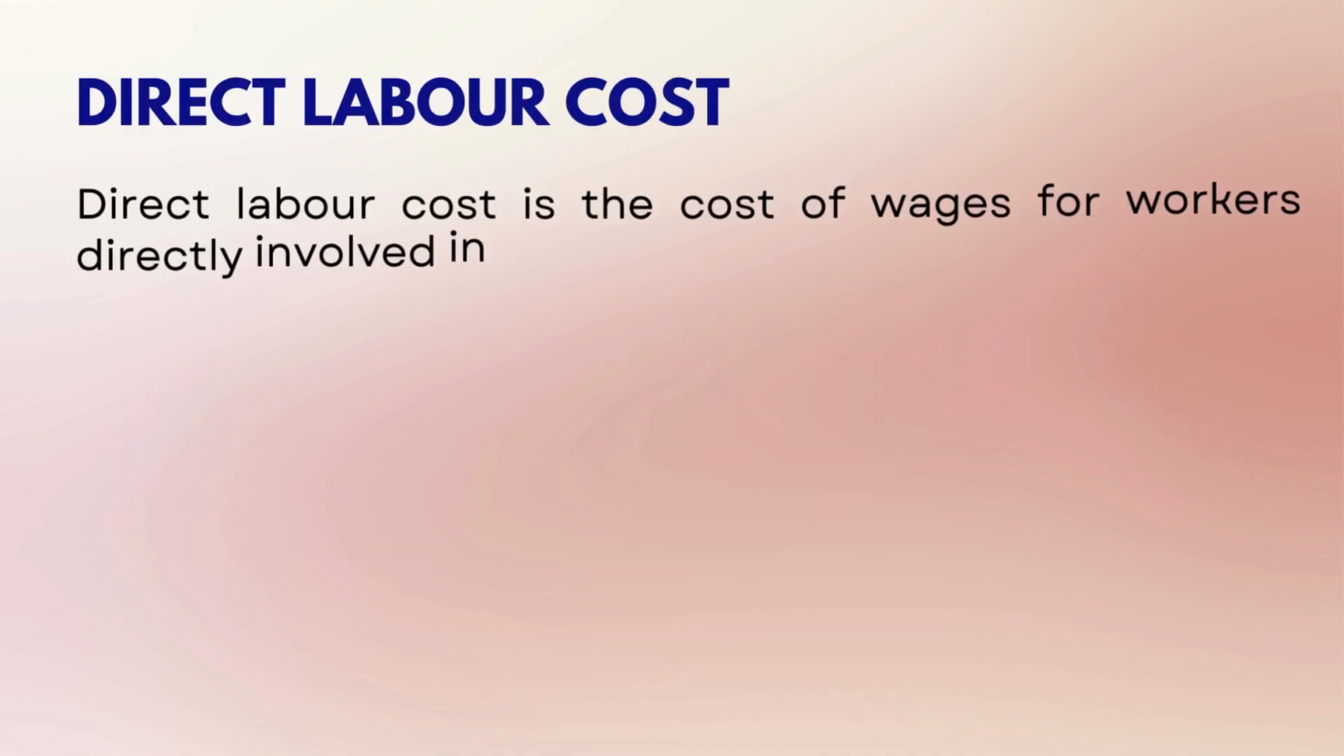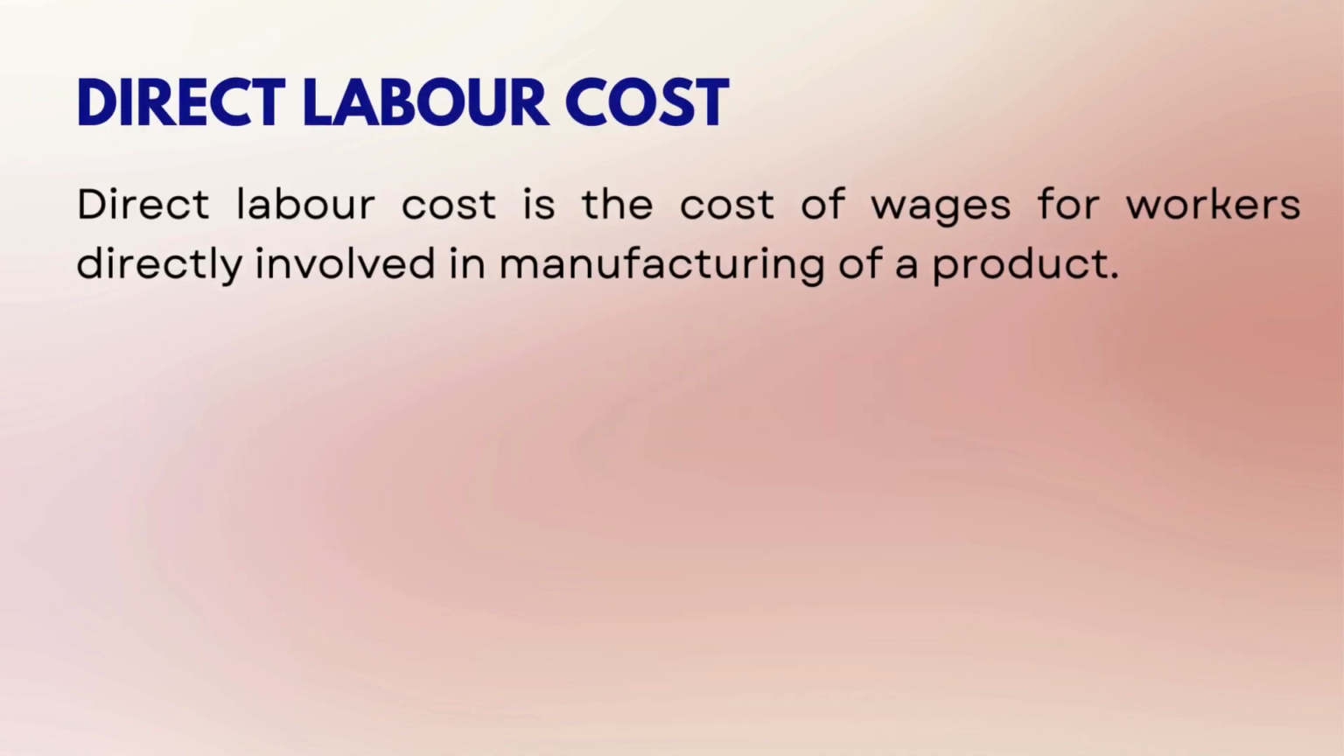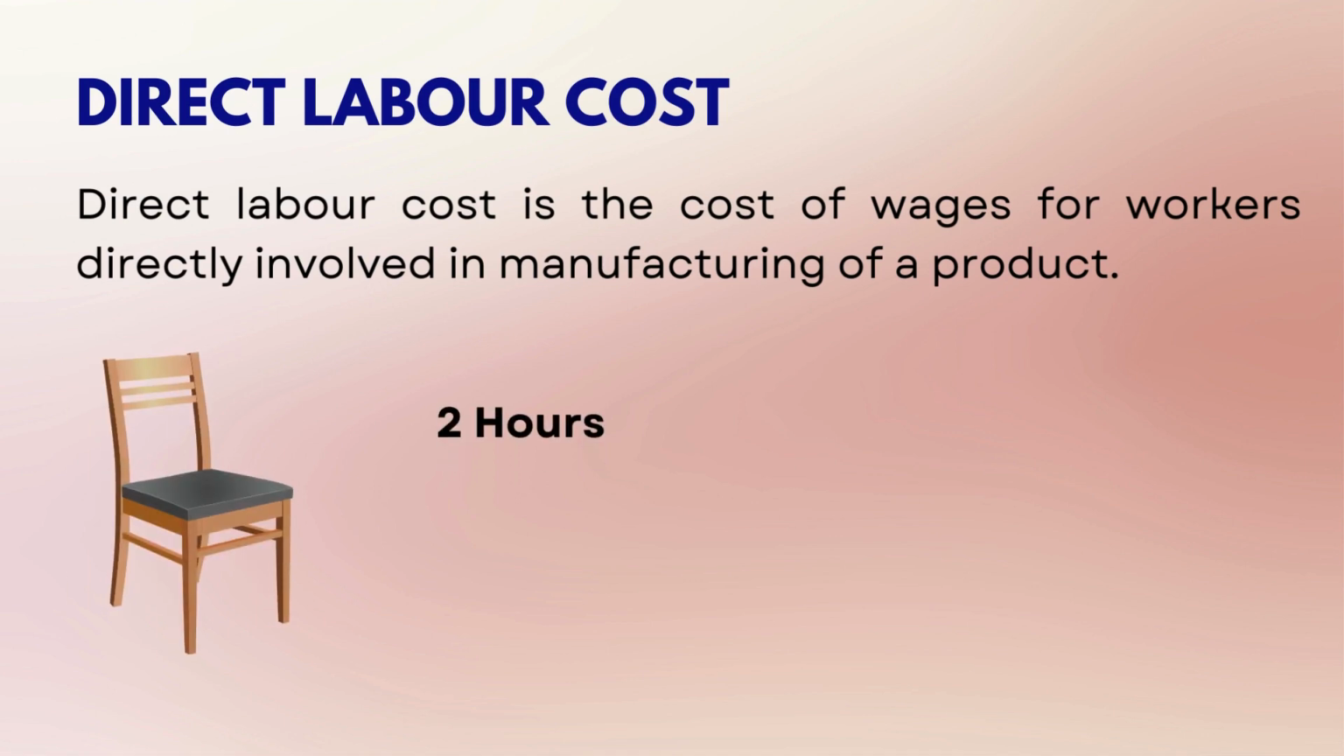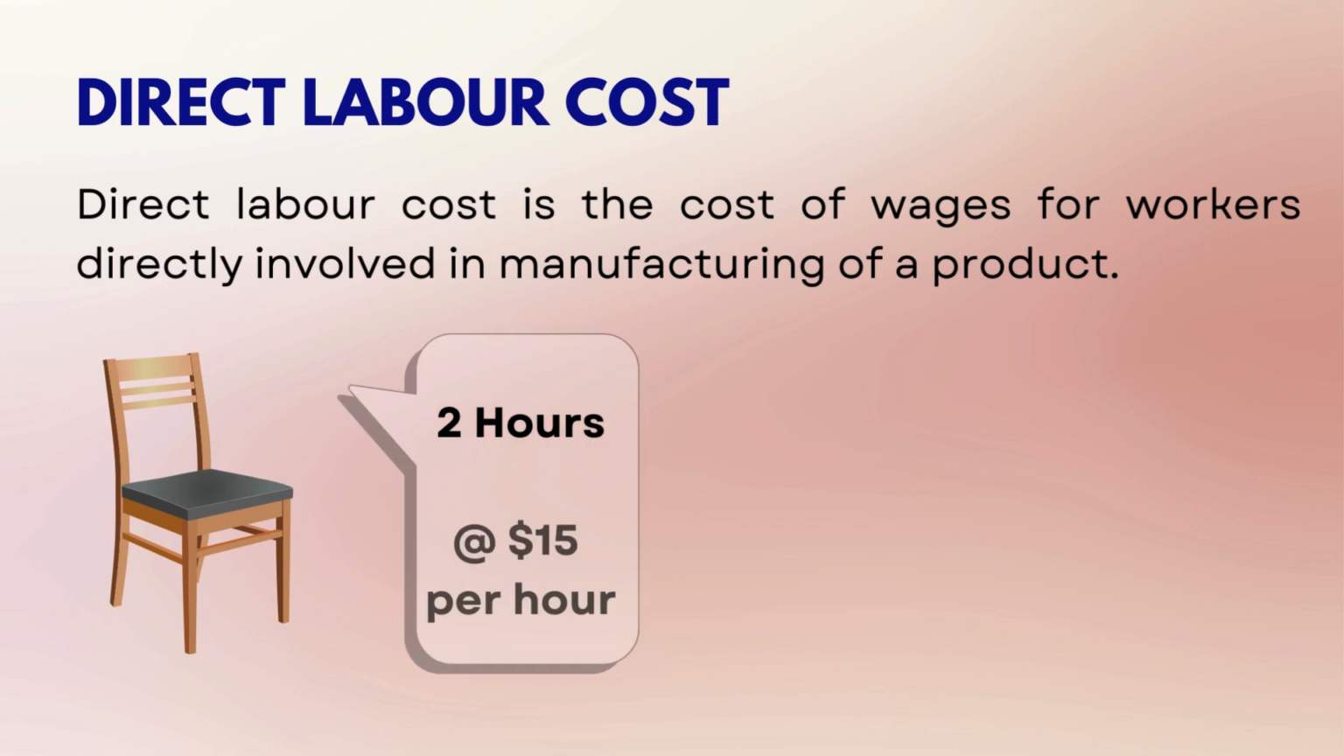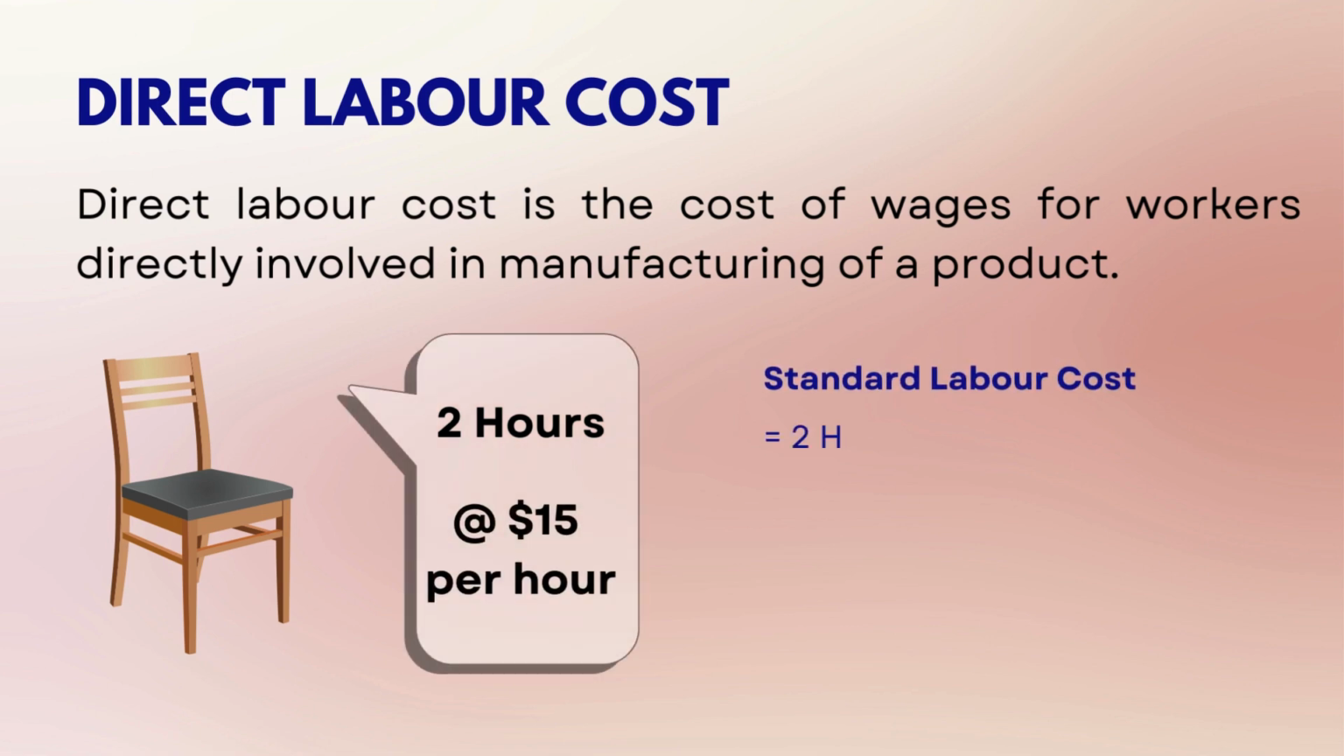Direct labor cost is the cost of wages for workers directly involved in manufacturing of a product. Suppose it takes 2 hours to manufacture a chair and the standard labor rate is $15 per hour. Thus, the standard labor cost would be 2 hours into $15 per hour, which is equal to $30. Hope this is simple and you have understood till now.